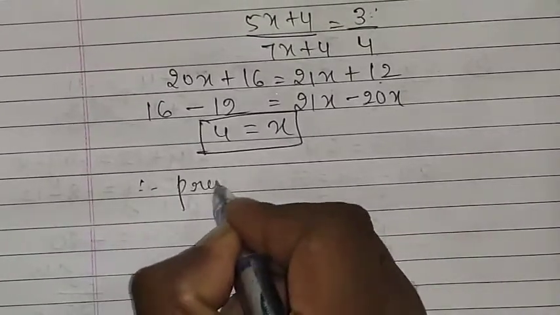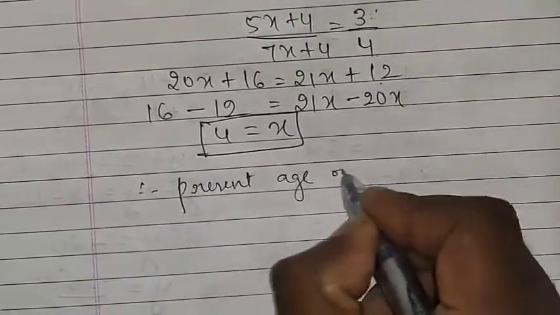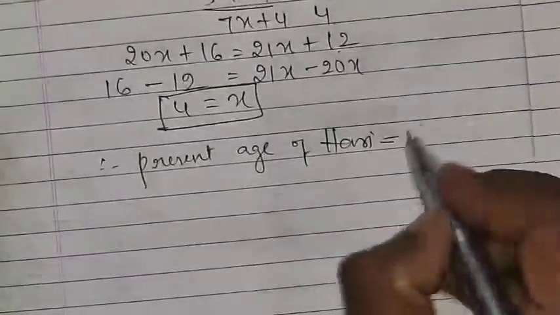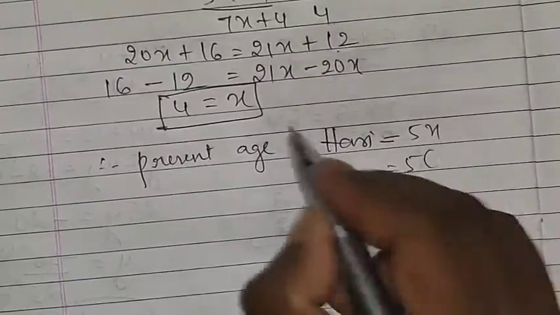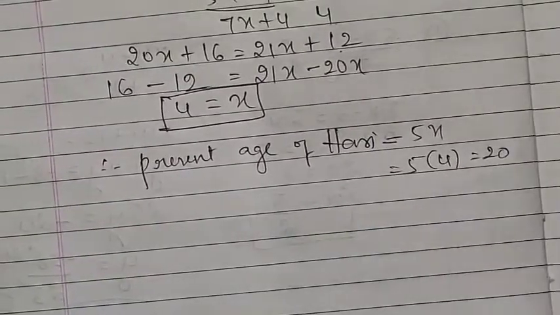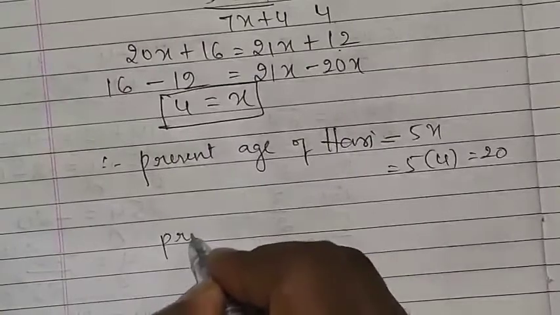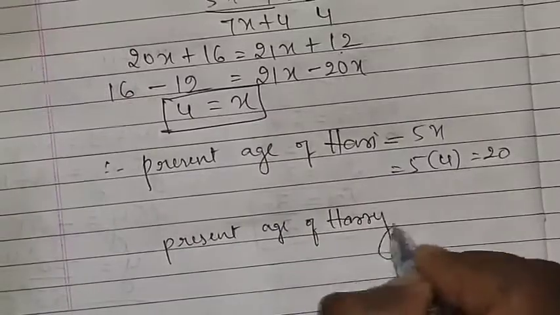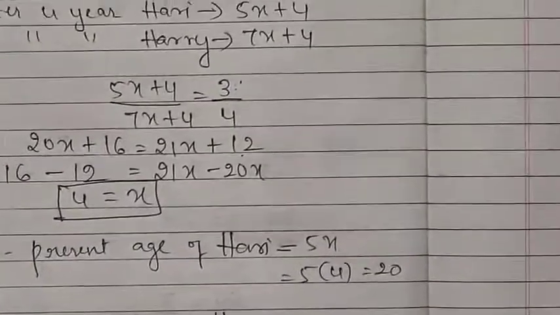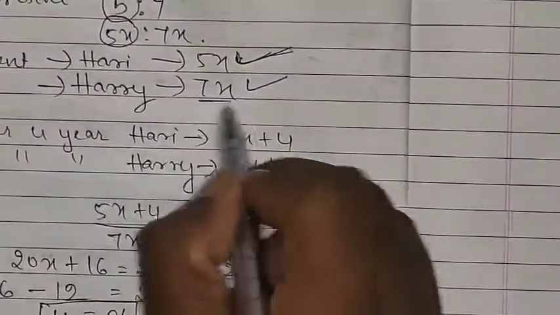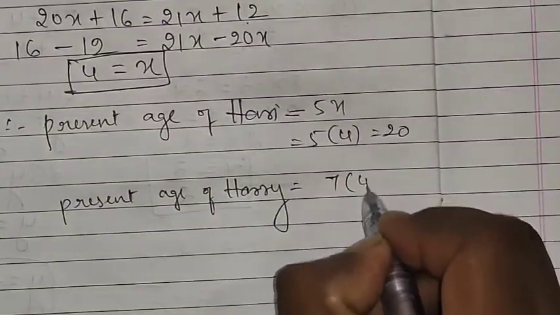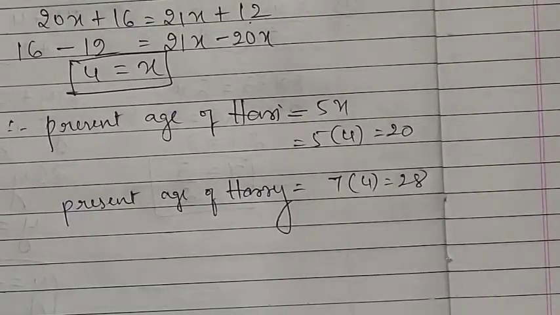I will write here. Therefore, the present age of Hari. Hari's present age we taken 5x. 5 times x, the x value is 4. 5 4s are 20 years. And the present age of Harry. The present age of Harry we taken 7x. Therefore 7 into x value is 4. 7 4s are 28 years. 20 and 28 years.